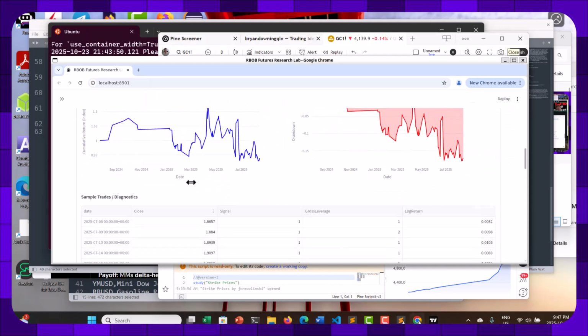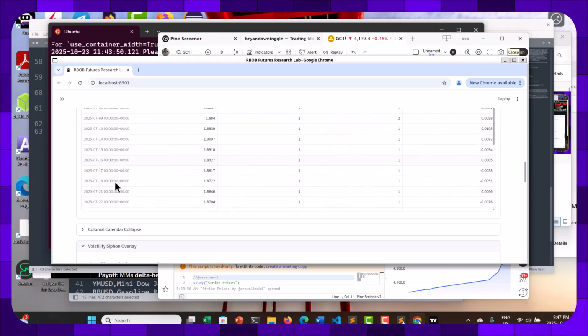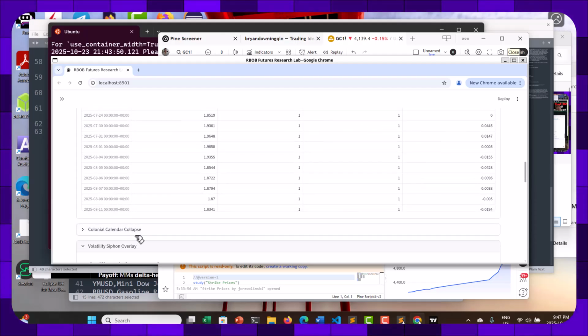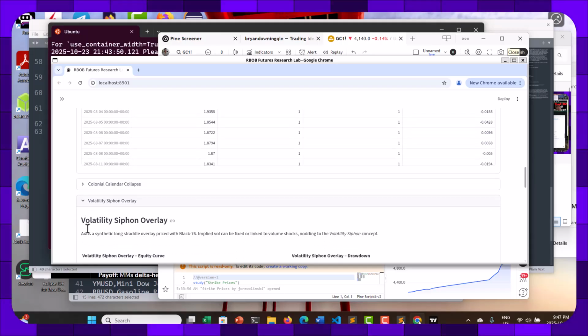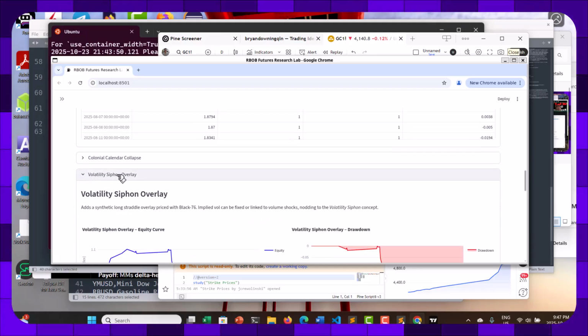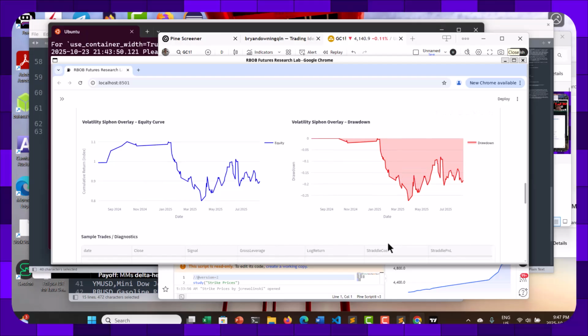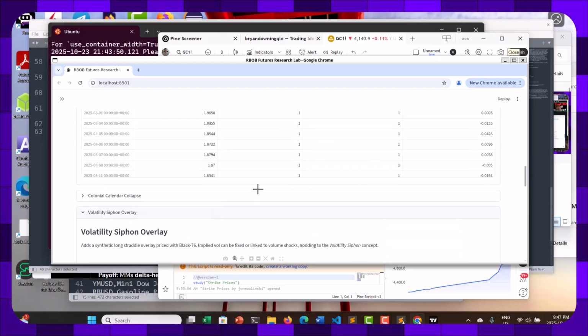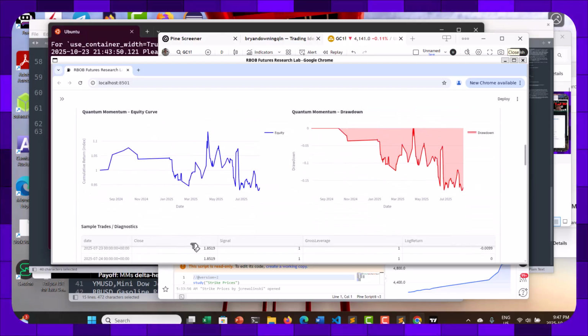So you have these three different strategies here: quantum momentum, this colonial calendar, which we don't have the appropriate data for, that's why it's flat, and this other one, the volatility siphon. I could use the volatility siphon as well, but I'm just going to show you the quantum momentum.